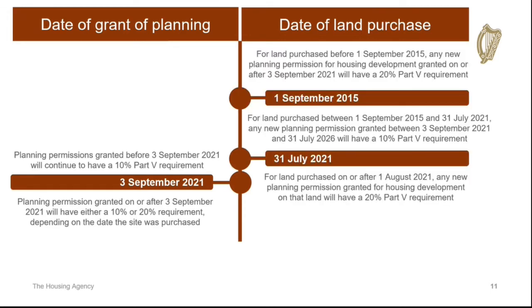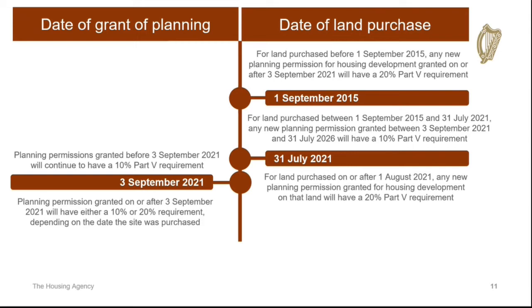Prior to the 1st of September 2015, the Part 5 requirement was 20%. The price paid for the land would have accounted for this. Therefore, if the land was purchased before the 1st of September 2015, any new planning permission for housing will have a 20% Part 5 requirement.